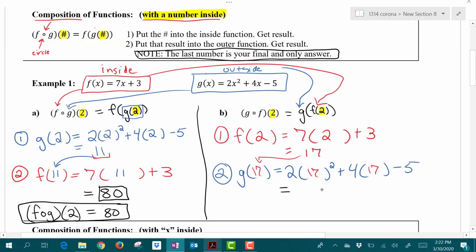And we use our calculator, and I get 641. Okay, so our final and only answer, when we take G of F of 2, is we get 641. And so that's the only answer that we get, and that's the only thing that I would type into my math lab.